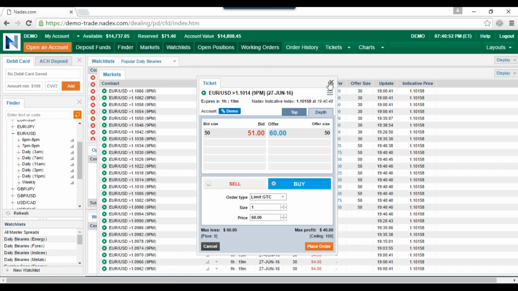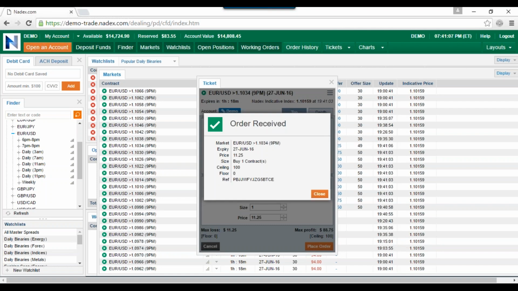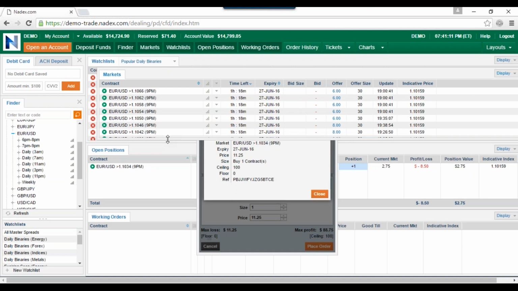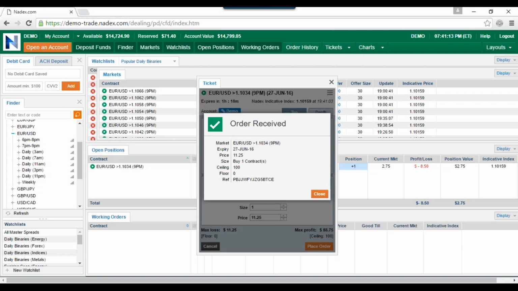I don't like that. So let's see here. If I buy this one for $11, oh, I can only lose 11 bucks. And look, max profit, I can make $88, risking 11 bucks. Let's do it. Placing that order. Done. I like that. I'm going to risk 11 and I can make 88. I love it.